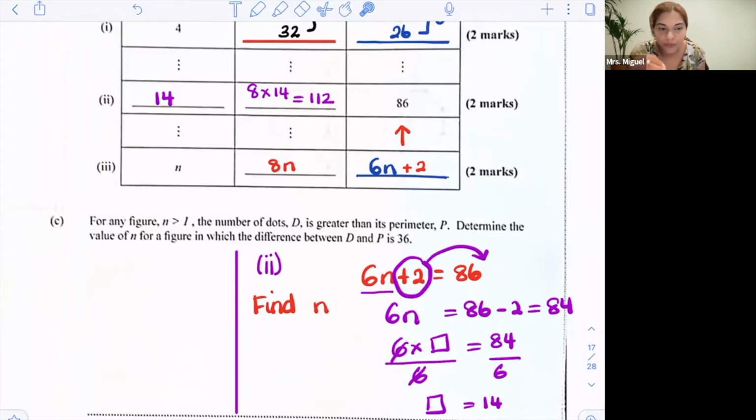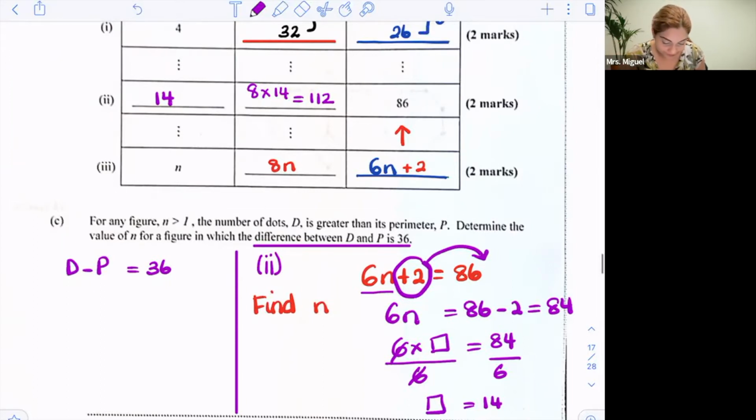Determine the value of n for a figure in which the difference between D and P is 36. So here, take your pencil, take your ruler and underline this. This is what they want. The difference. The difference means to subtract. So D minus P is equal to 36. So that whole long story that they gave you, all they're asking you to find is the difference between D and P is equal to 36.